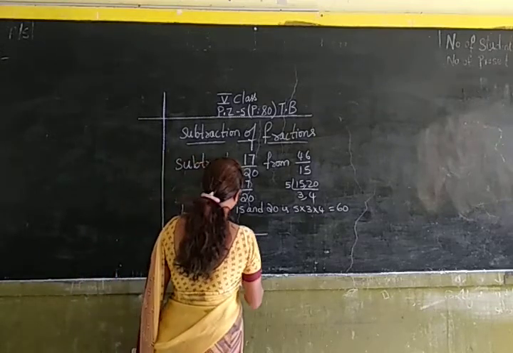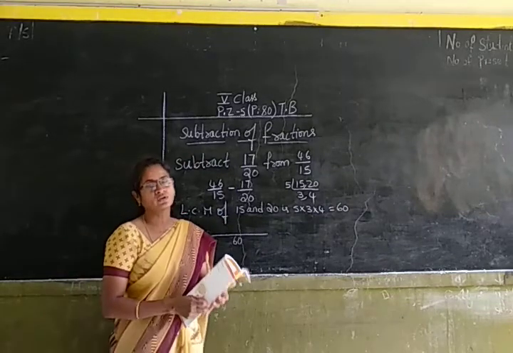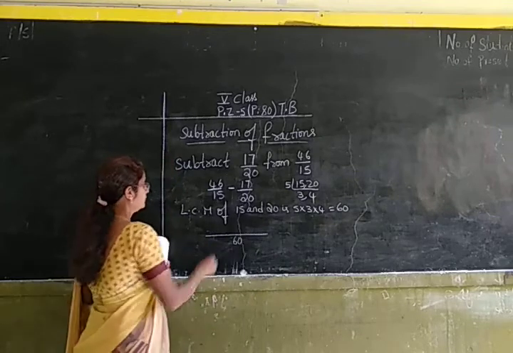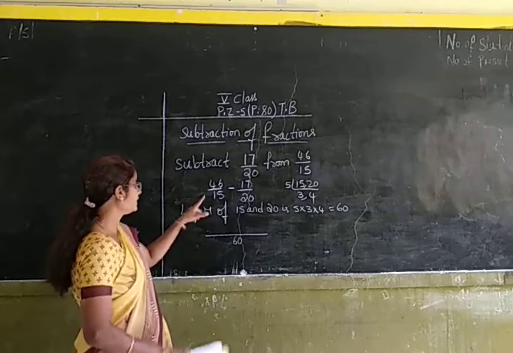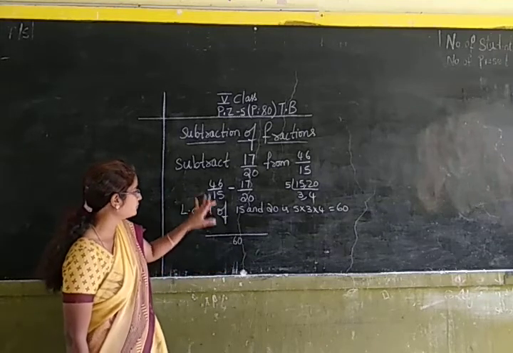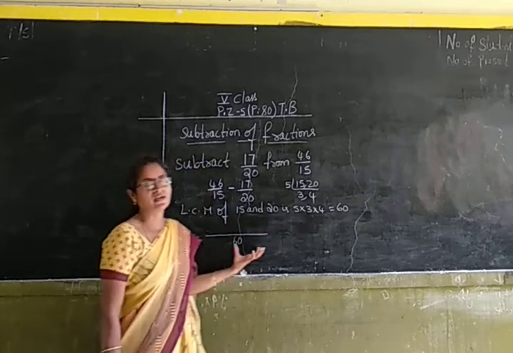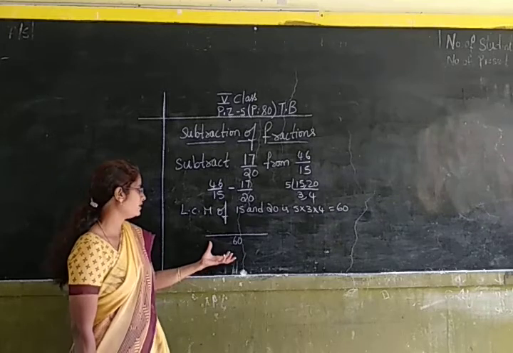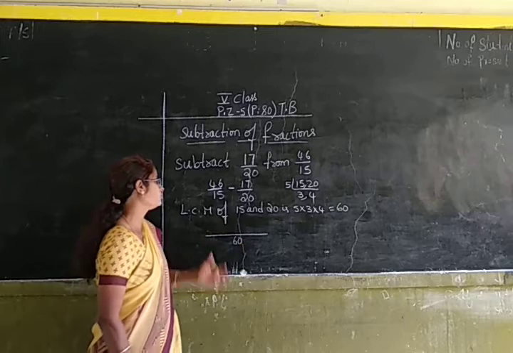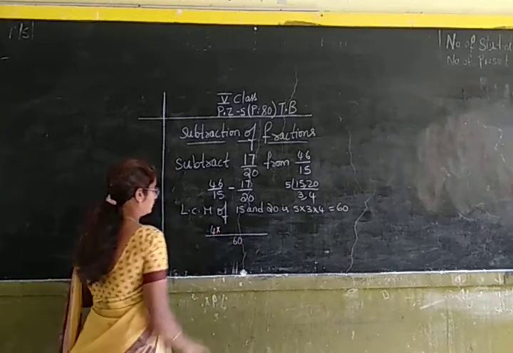So we have to write down 60 as the denominator. By finding the LCM, we have made them into like fractions. Now we have to check how many times 15 goes in 60. 15 goes in 60 4 times.